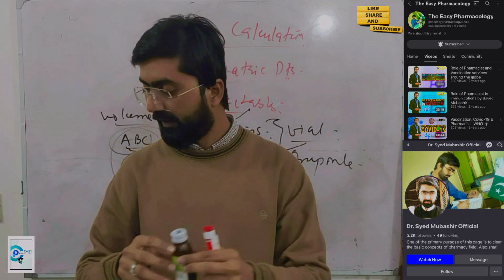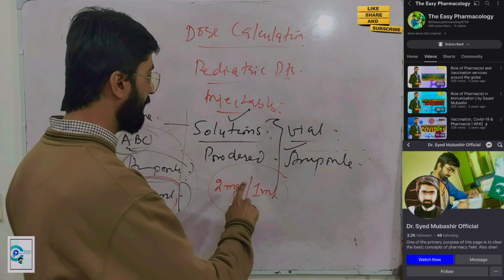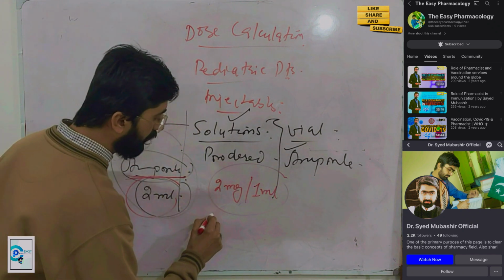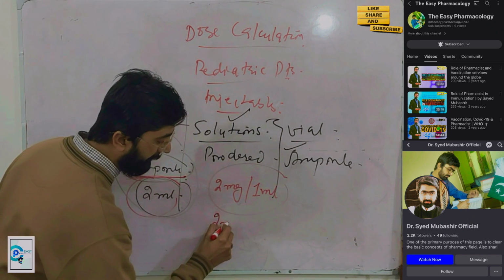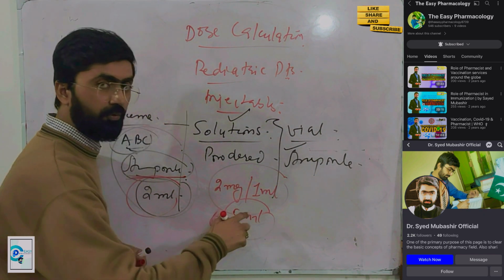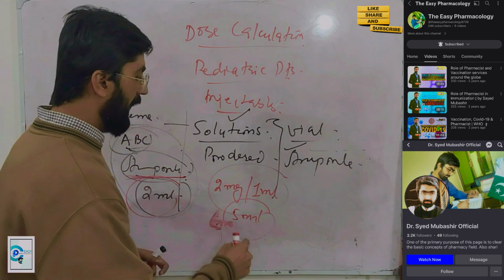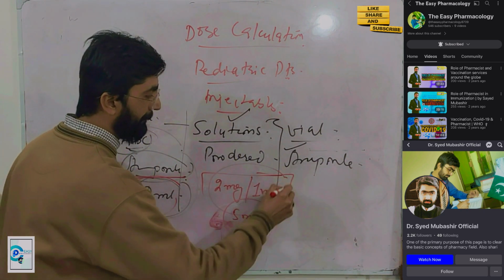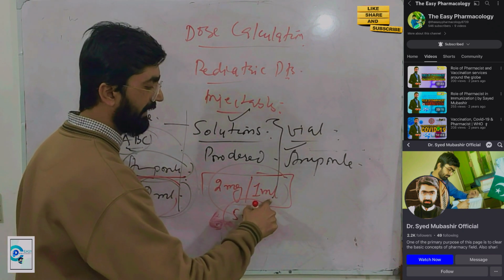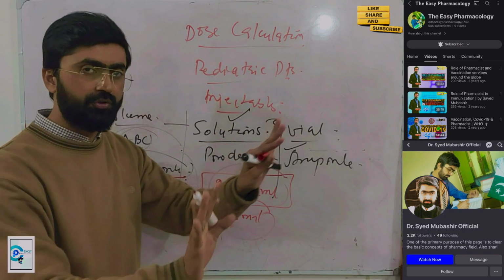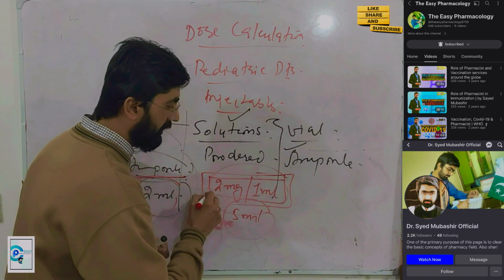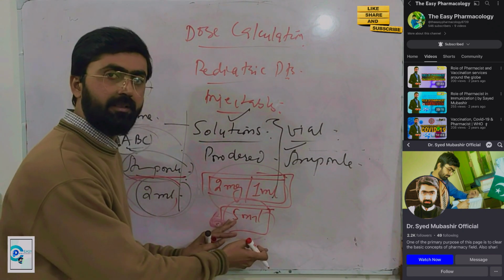So for calculating, we are concerned with the strength, but not the total volume. Let's suppose the ampoule's total volume is 5 ml, and the strength mentioned on that ampoule is 2 milligram of drug in 1 ml. This might be the situation. If this is the situation, we are concerned with this strength, not the total volume in that ampoule.